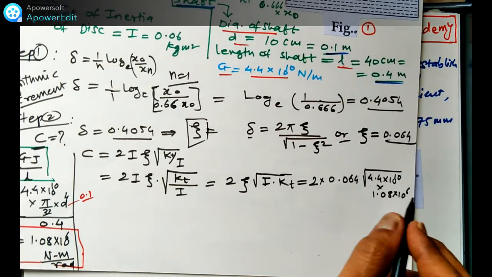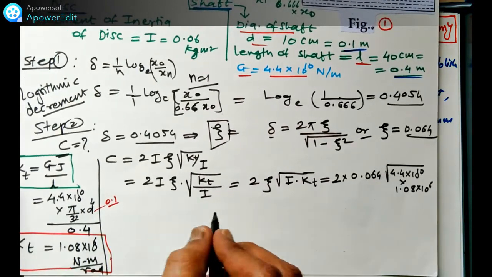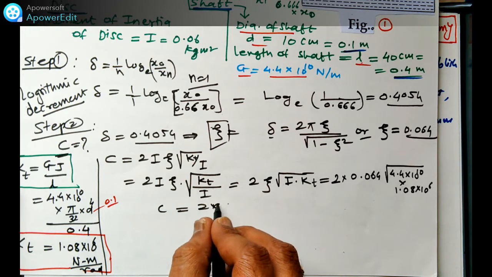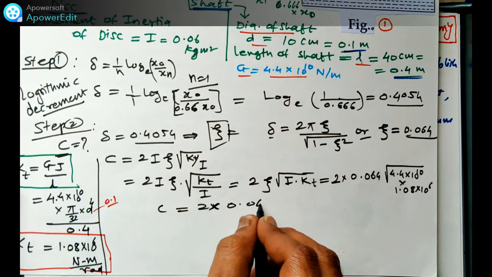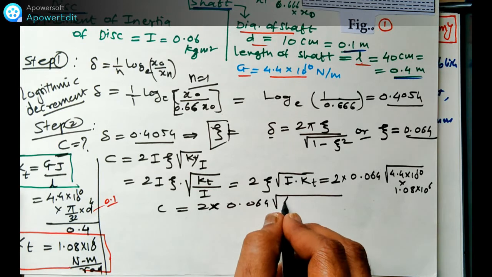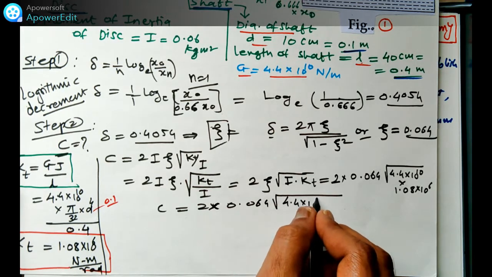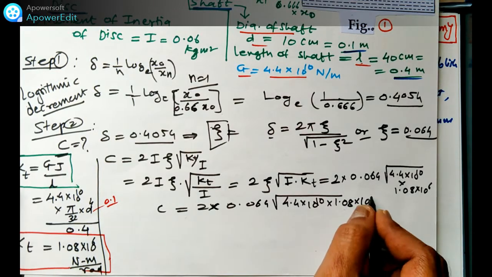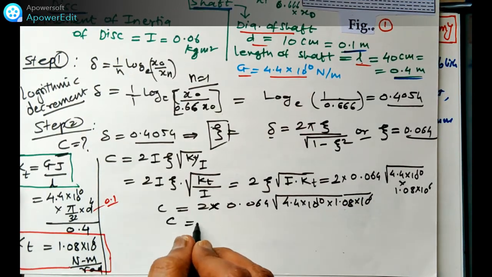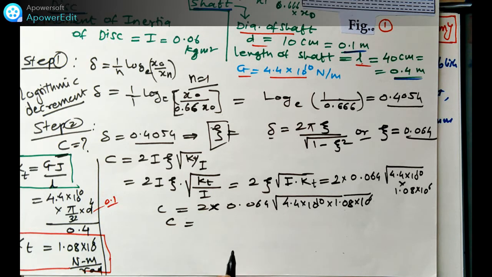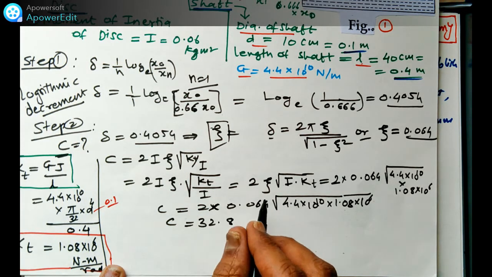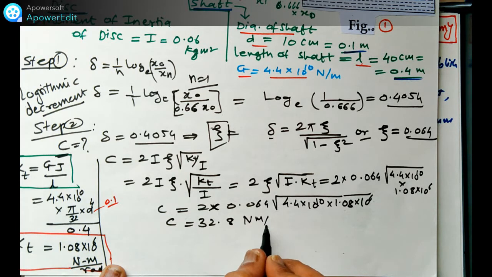This is a square root, understand this. This C becomes 2 into, I will write again, once again, 0.064, 4.4 into 10 raised to 10 into 1.08 into 10 raised to 6. So what is the value then? I will write here the value of C. That will be 32.8 Newton meter per radian. This is the value of C.